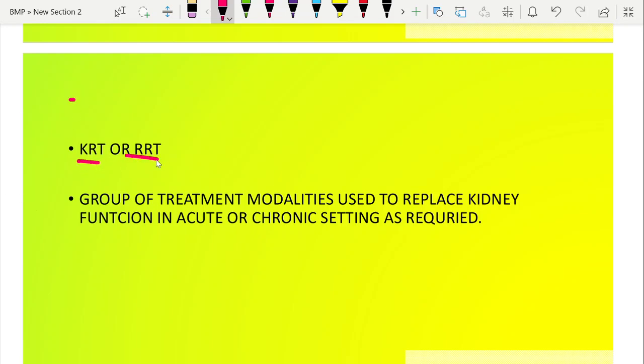RRT is also called kidney replacement therapy. It is nothing but replacing the functions of the kidney. In technical terms, it is the group of treatment modalities used to replace the kidney function in either acute kidney failure or chronic kidney failure as required. So what is RRT, or KRT? These are the group of treatment modalities used to replace the kidney function in acute or chronic settings of renal failure as required. So this is the proper definition for RRT.